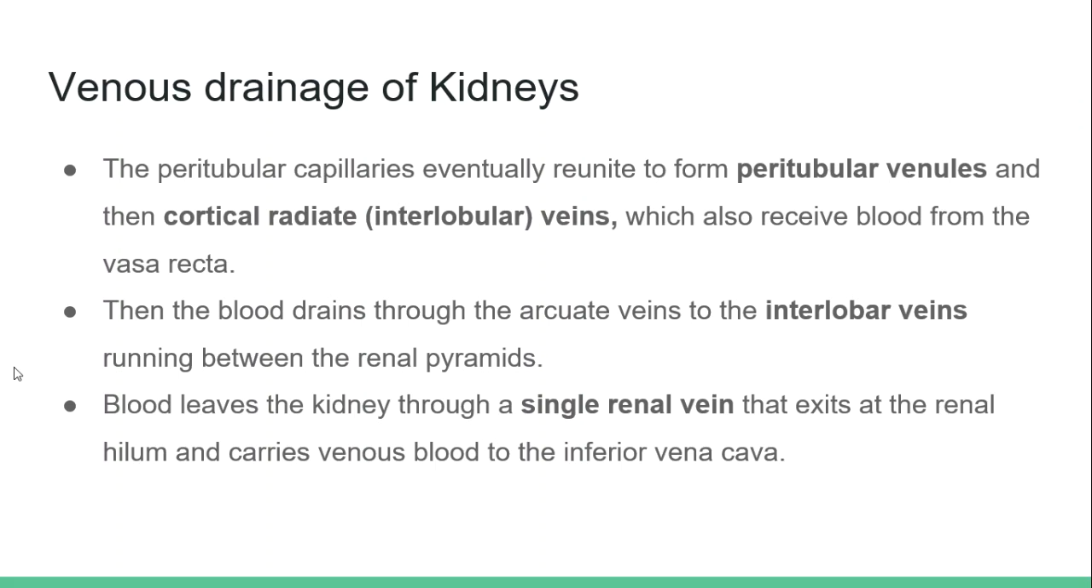So we look at the venous drainage of the kidney. The peritubular capillaries eventually reunite to form peritubular venules and the cortical radiate interlobular veins, which also receive blood from the vasa recta. Then the blood drains through the arcuate veins to the interlobar veins running between the renal pyramids. Blood leaves the kidney through a single renal vein that exits at the renal hilum and carries venous blood to the inferior vena cava.